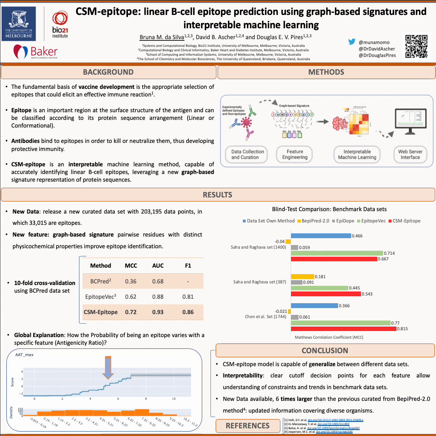This poster today is to talk about a computational tool called CSM-epitope, which predicts linear B-cell epitopes using graph-based signatures and an interpretable machine learning algorithm. I will start this presentation with a background, answering what is an epitope and why we are predicting them. Then I will move to the methods used to build this tool, also sharing our preliminary results and the conclusions we have reached so far. So to start with the background, what is an epitope?